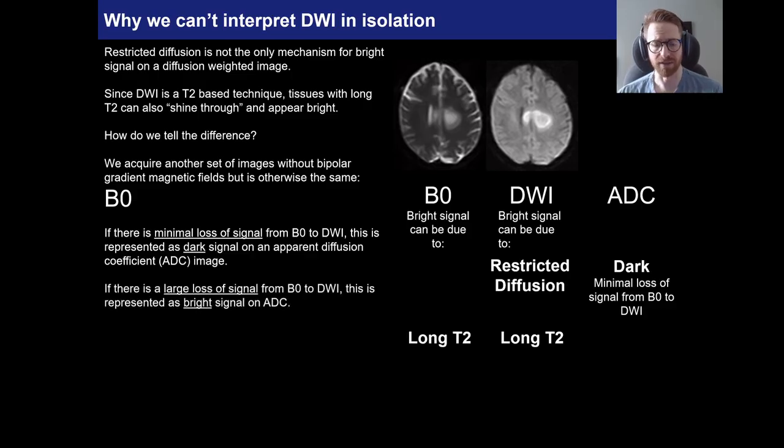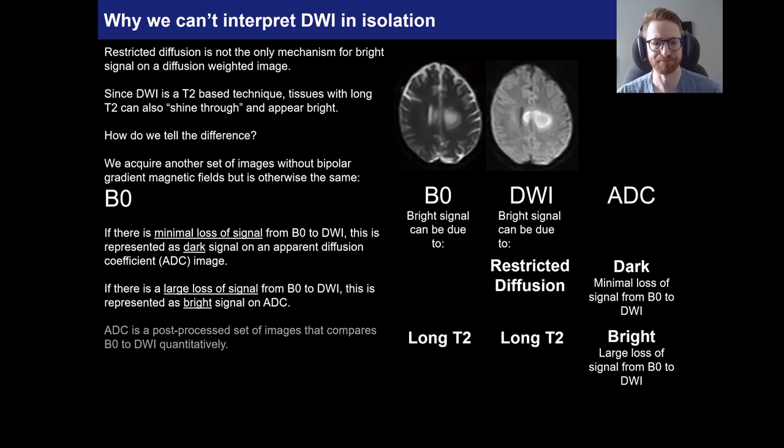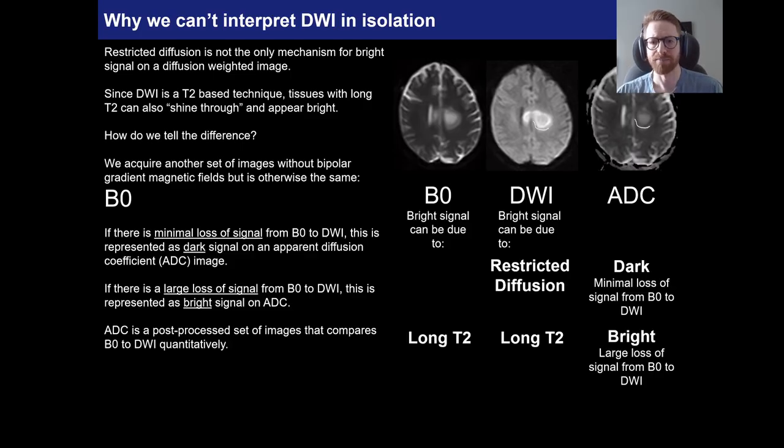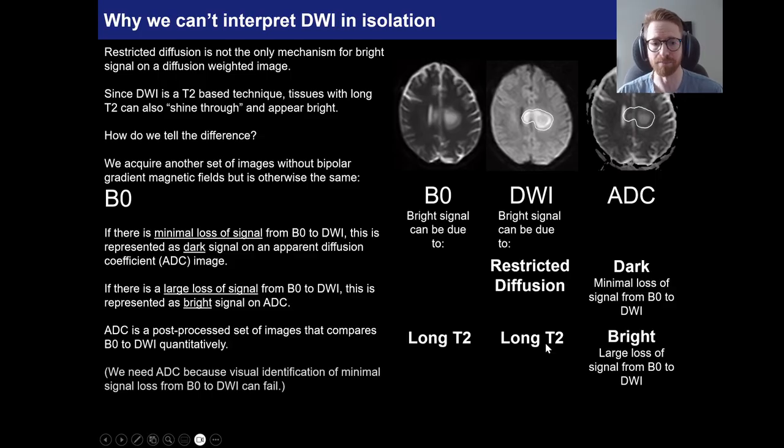If there's a large loss of signal from B0 to DWI, this is represented as white intensity on the ADC, and this is what we see in the setting of long T2 or T2 shine through. Again, ADC, apparent diffusion coefficient, is a post-processed set of images that quantitatively compares B0 to DWI. So here it is. In this case, the ADC signal is white, so that tells us that we're dealing with tissues that have a long T2. There's no restricted diffusion here.